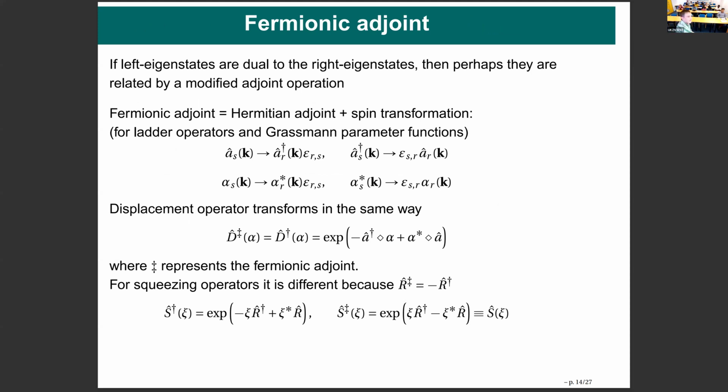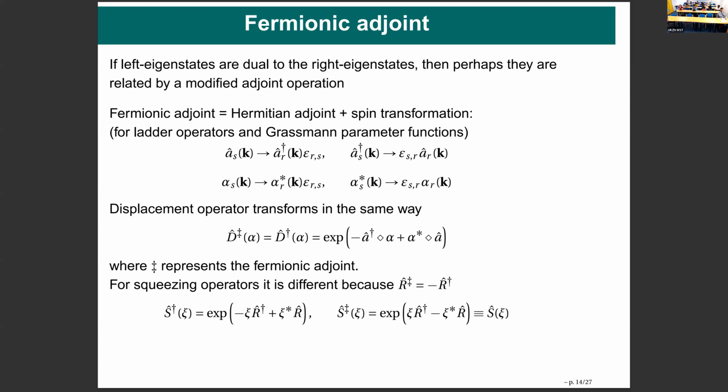So what we do is we define something called the fermionic adjoint. It's the Hermitian adjoint and the spin transformation. So that means that when I apply a fermionic adjoint to my ladder operator, it takes it to the Hermitian adjoint of that ladder operator, but performs the spin transformation as well. Same thing for the other way around. Also, for my Grassmann parameter functions, I get the complex conjugate together with a spin transformation. So the fermionic conjugate is different from the complex conjugate.